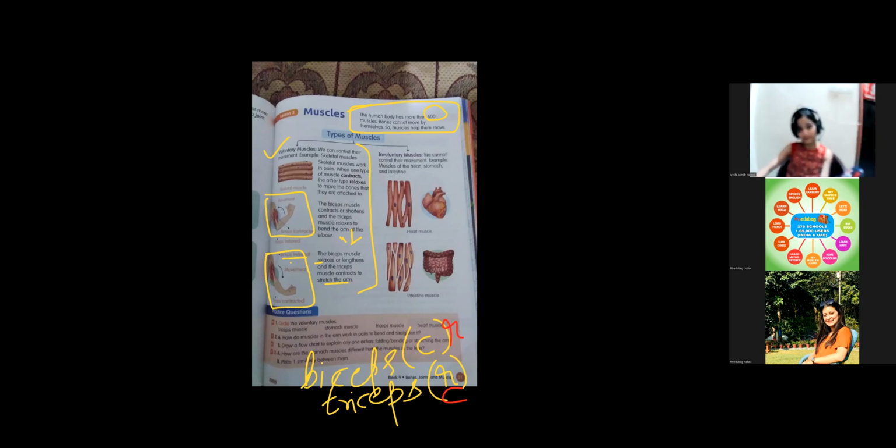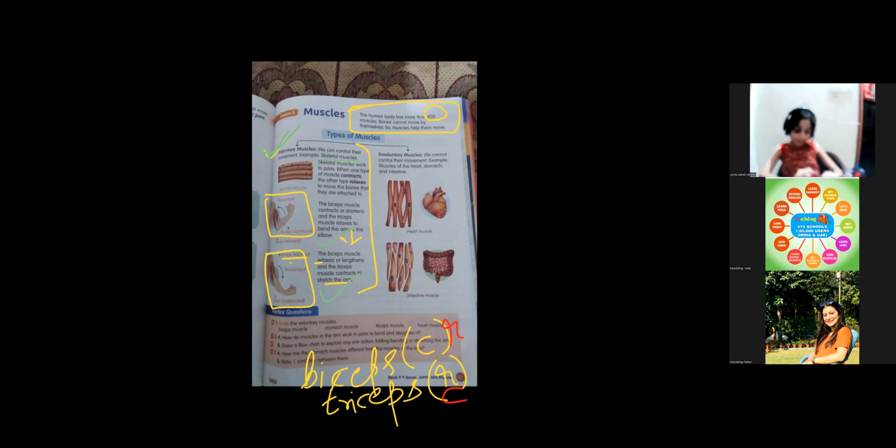So this was the example of voluntary muscles. So what are voluntary muscles? Voluntary muscles are the muscles which are under our control, so we can control their movement. And the examples of voluntary muscles are skeletal muscles. When it is asked what are voluntary muscles, you can provide these examples also to make your answer more effective. We can mention these examples.